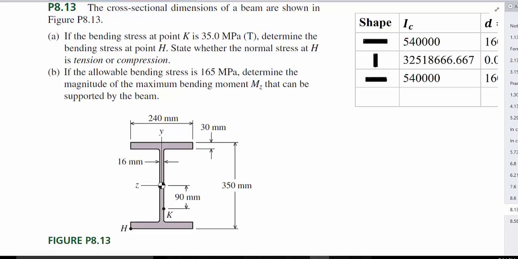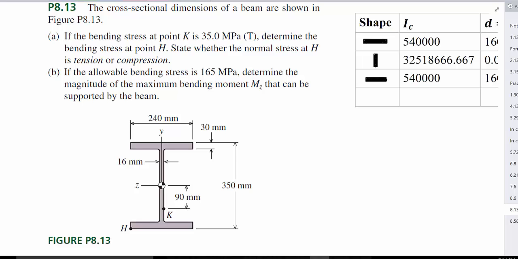Part A states, if the bending stress at point K is 35 megapascals in tension, determine the bending stress at point H. We need to state whether the stress is in tension or compression. And part B states, if the allowable bending stress is 165 megapascals, determine the magnitude of the maximum bending moment, M sub z, that can be supported by the beam.